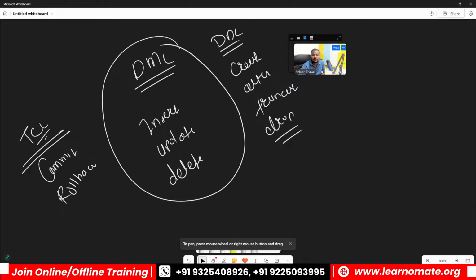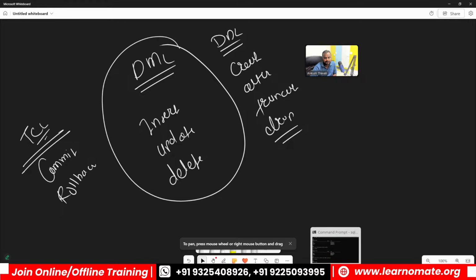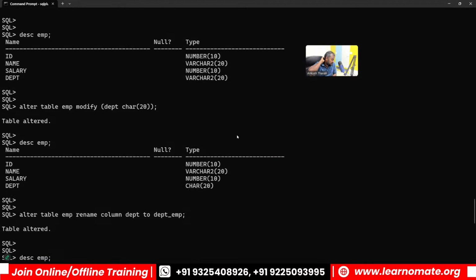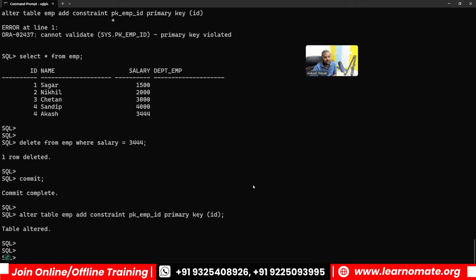Discuss about DML DDL. Okay. Now the next part. Consider a situation where you want to delete all the rows from the table. Like, let's say I have 100,000 records. If I do a delete statement, you can delete all of them by using delete from table name.